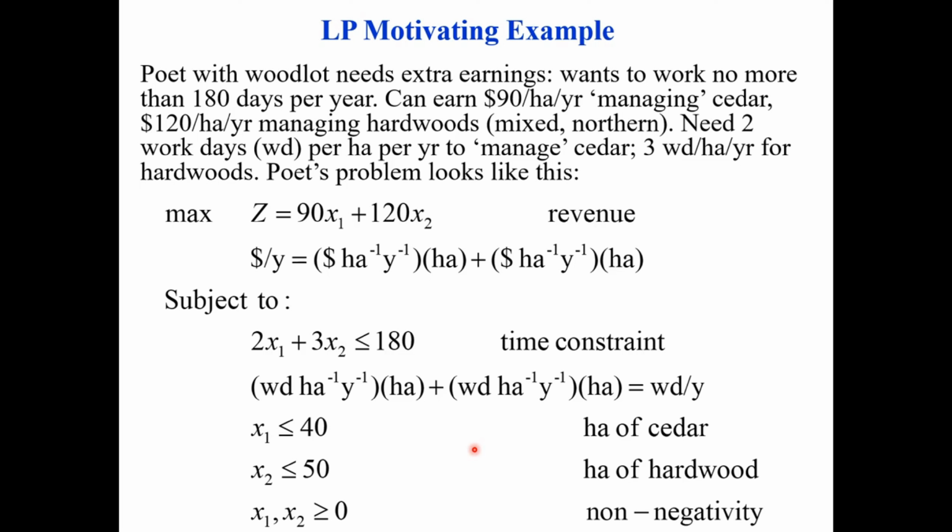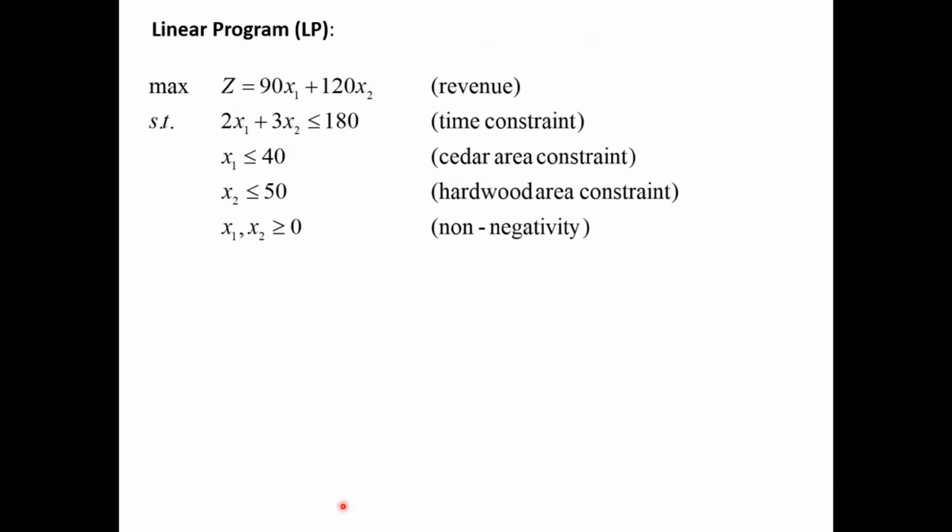And we see that the left-hand side here is dollars per year, and if we work this through, it should be that the right-hand side is also dollars per year. Now subject 2, remember, only wants to work no more than 180 days. So that's the limit here on the right-hand side. He's got 40 hectares of cedar available to him, 50 hectares of hardwoods, and we've got this non-negativity constraint there.